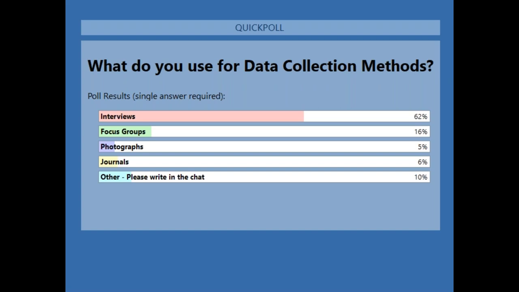So for interviews, we had 62%. For focus groups, 16%. Photographs, 5%. Journals, 6%. And other, 10%. And then people wrote in the chat for other: critical ethnography, ethnographic participant observations, interactions, therapy conversations, news media outlets, digital so far.